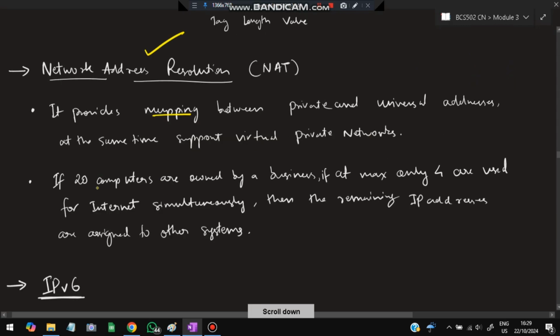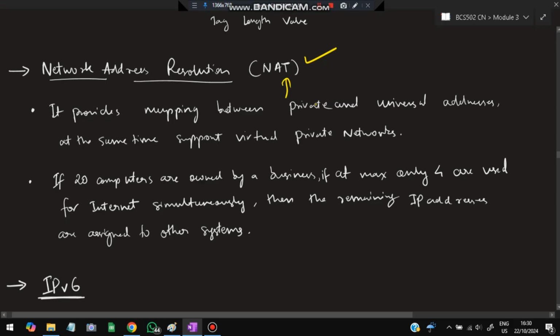For example, suppose a business owns 20 computers, and at most only 4 are used for the internet. The remaining ones have occupied addresses but are not using them. So the remaining IP addresses can be assigned to other systems. For example, I took 16 of them and assigned them to other systems. Now I have to keep a record of which is assigned to which, right? That mapping is done by NAT. The assigning process is carried out by DHCP, but the record keeping and the mapping is done by NAT, which is network address translation.